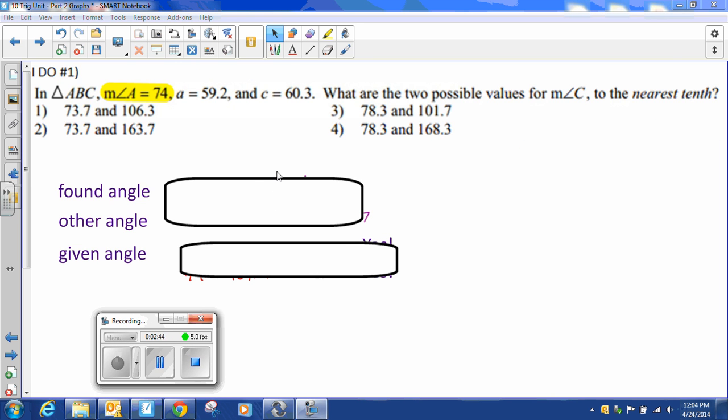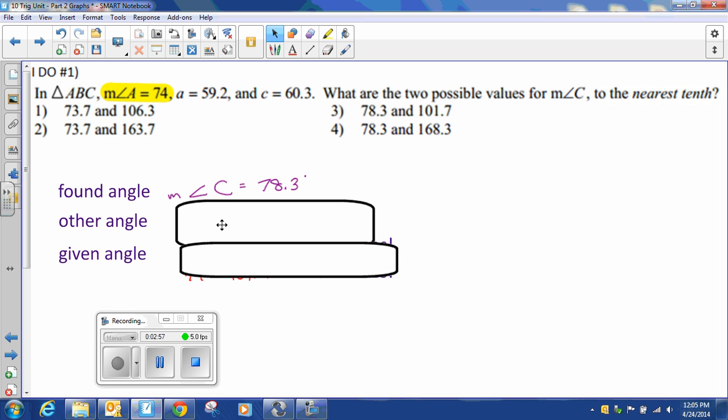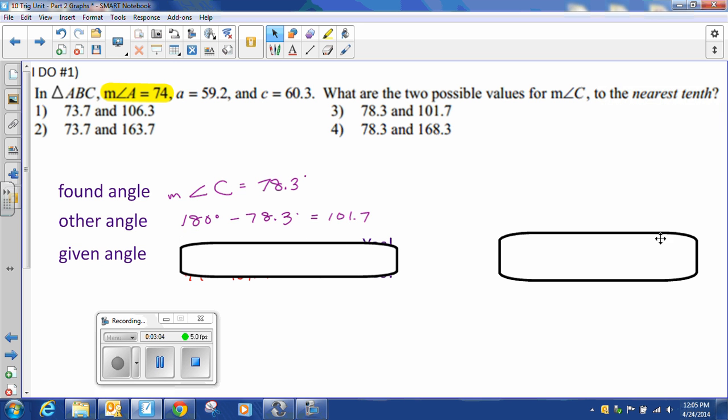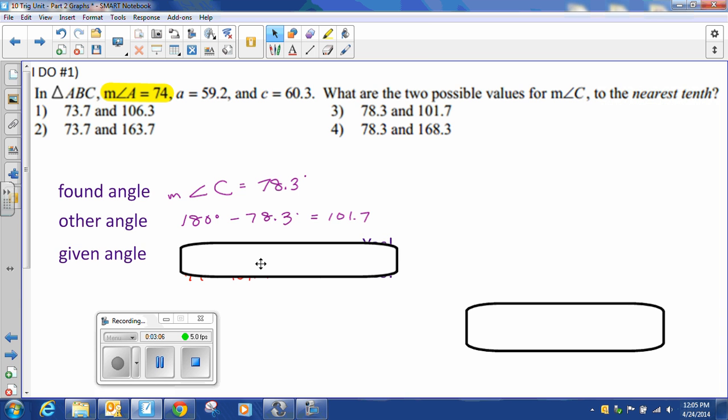So here's the same do now, except this is with the question, what are the possible 2 values for measure of angle C? Now we already found one of them, that was 78.3. So what we do is we subtract that away from 180 to find out what the other possible angle is, 101.7. And then we just do a test.